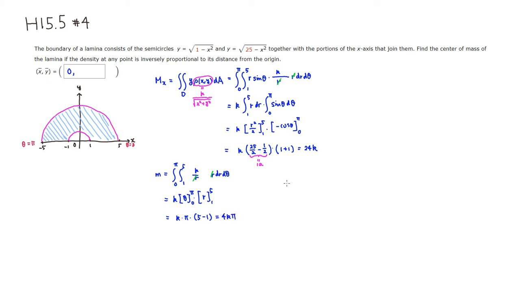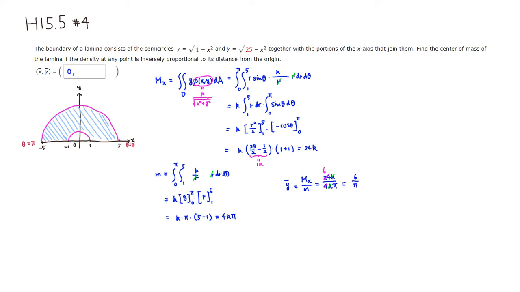If you want to find y bar, all you have to do is take the moment about the x-axis and divide by the mass m. We got 24k over 4k pi. We can cancel k and k, and then cancel 4 and 24, so this is going to be equal to 6 over pi.